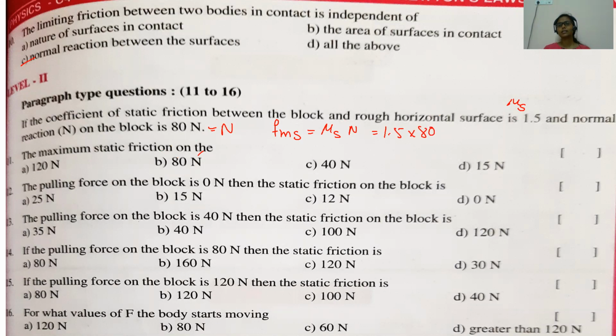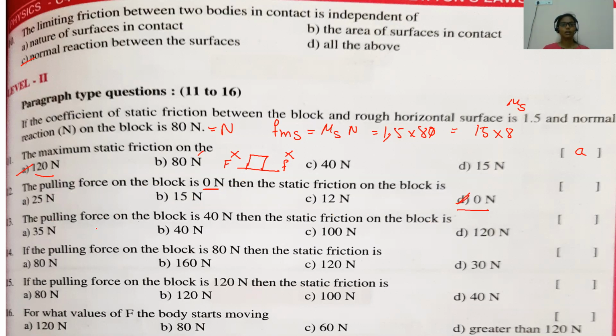Simplify this, children. The decimal point and the zero will cancel, so it is 15 into 8. 15 into 8 is 120 newtons, right children? So for the first question, the answer is option A. For the second question, a pulling force of 0 newtons is applied. 0 newtons means we have not applied any force on the block. The block is just resting on the table. If no force is applied, frictional force is also not there. So it is option D, because no applied force means no friction force. It will be 0 only.